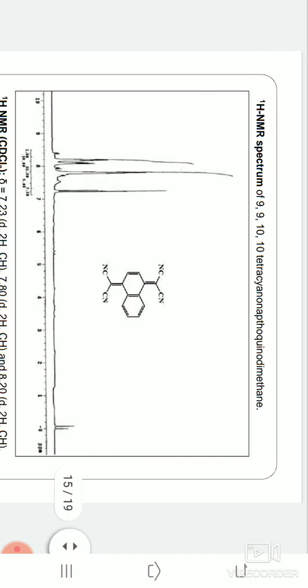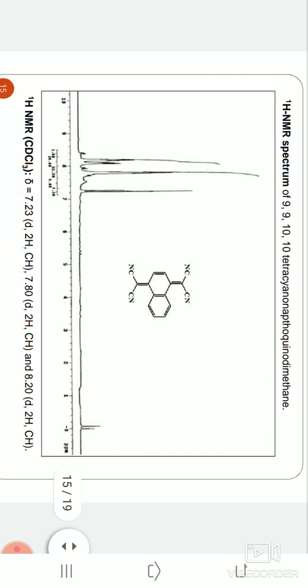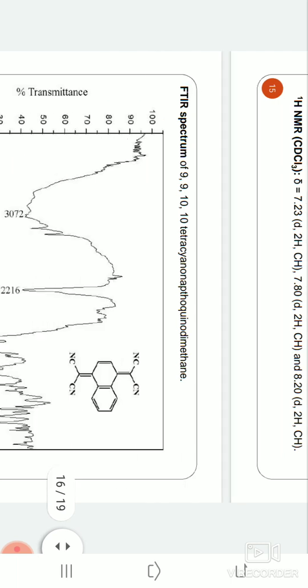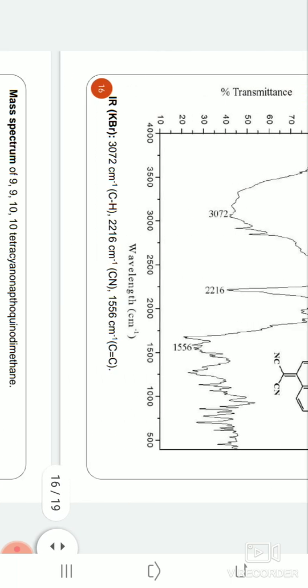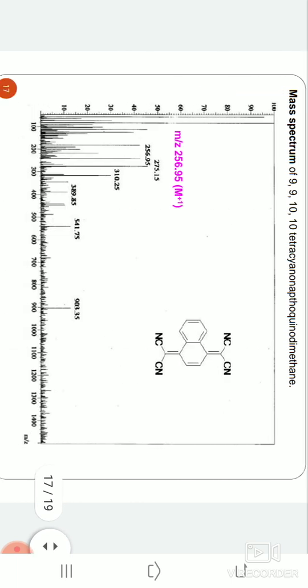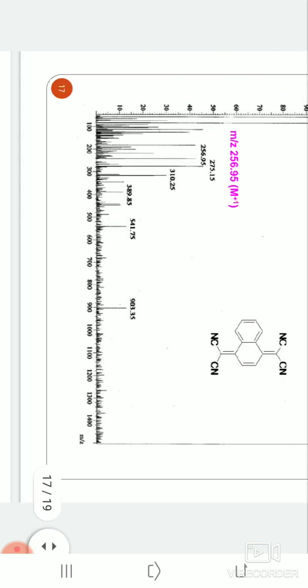This is the NMR spectrum of our synthesized material. This is the FTIR spectrum of our synthesized material, and this is the mass spectrum of our synthesized material.